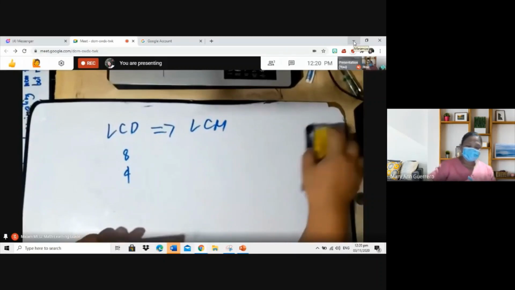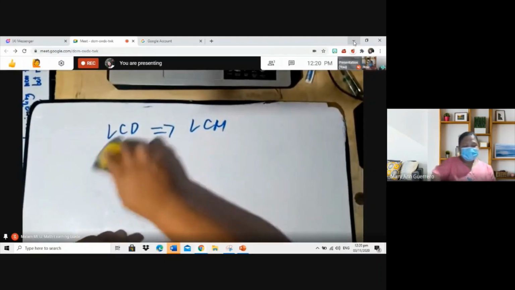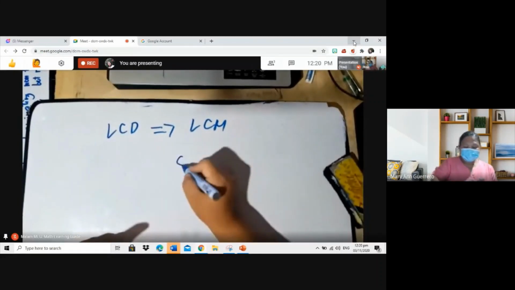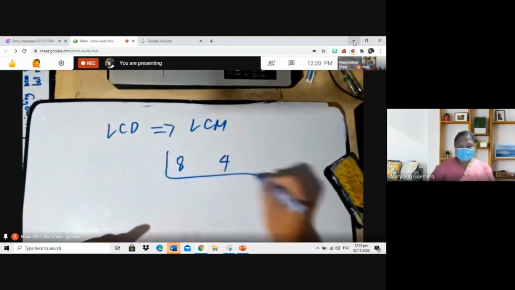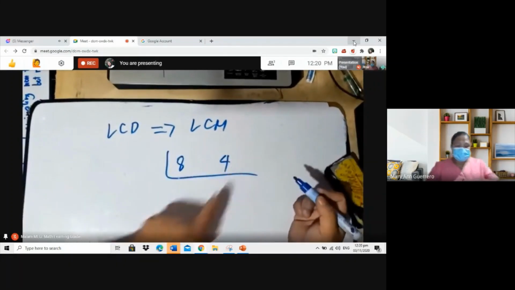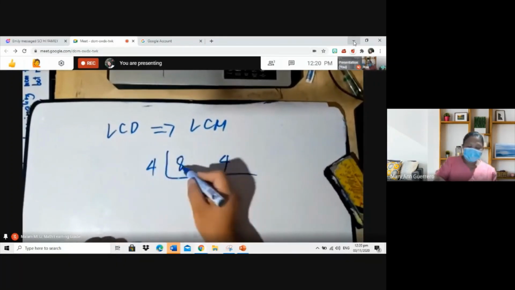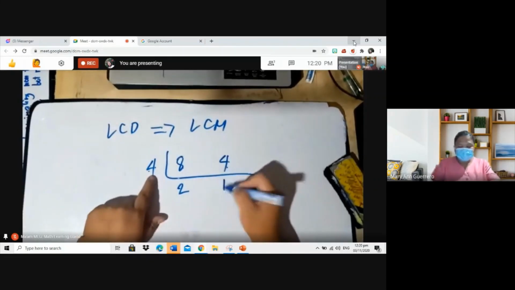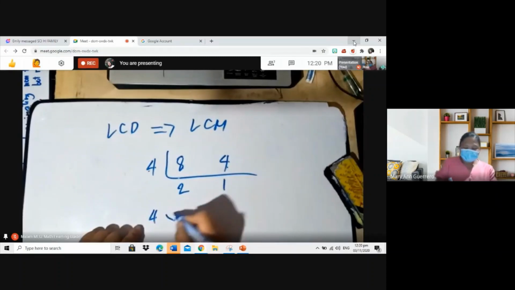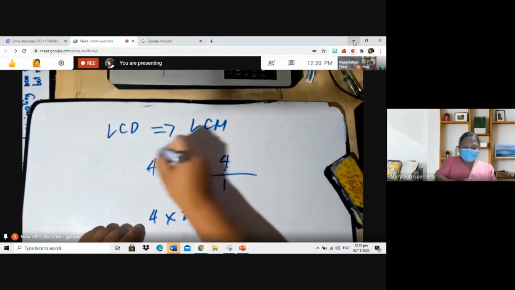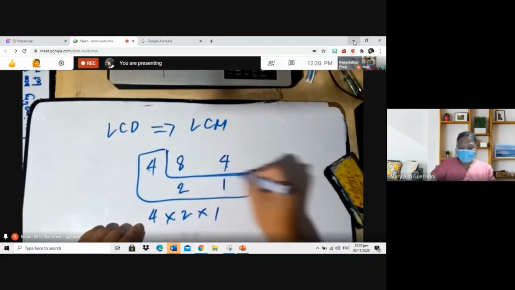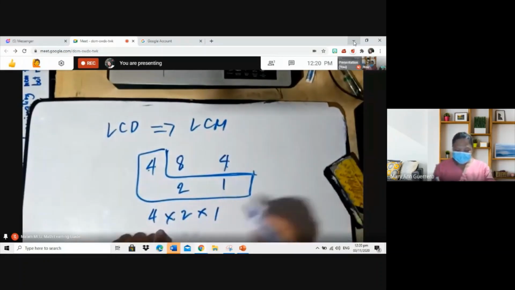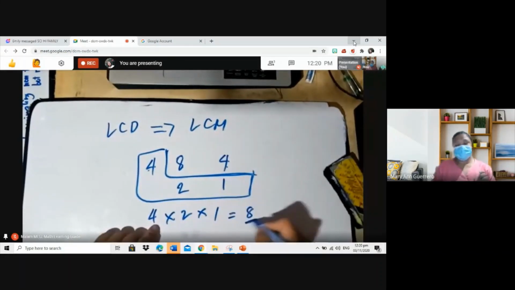You can also determine the LCD by continuous division. Okay? So ayan. So since they are both divisible by 4, 8 divided by 4 is 2. 4 divided by 4 is 1. Then we can multiply 4 times 2 times 1. That is L for LCM. Okay? So that is still, the answer is 8.